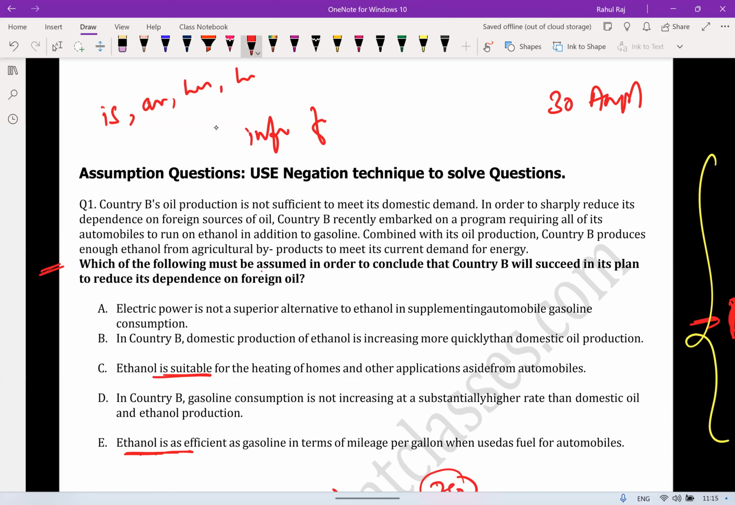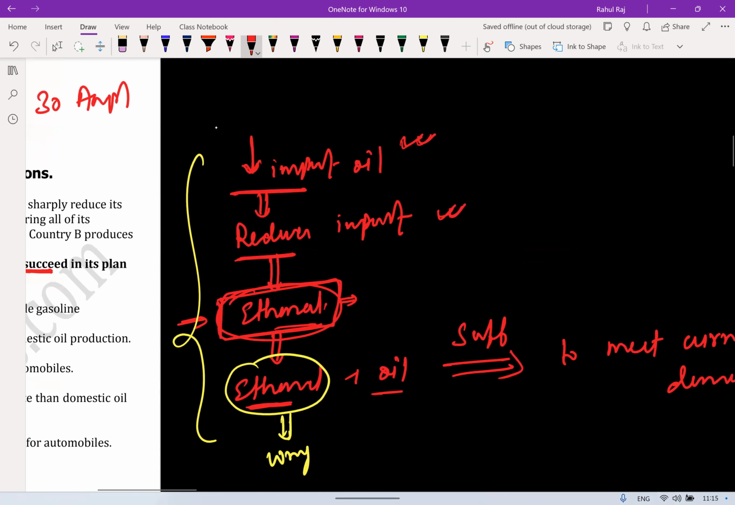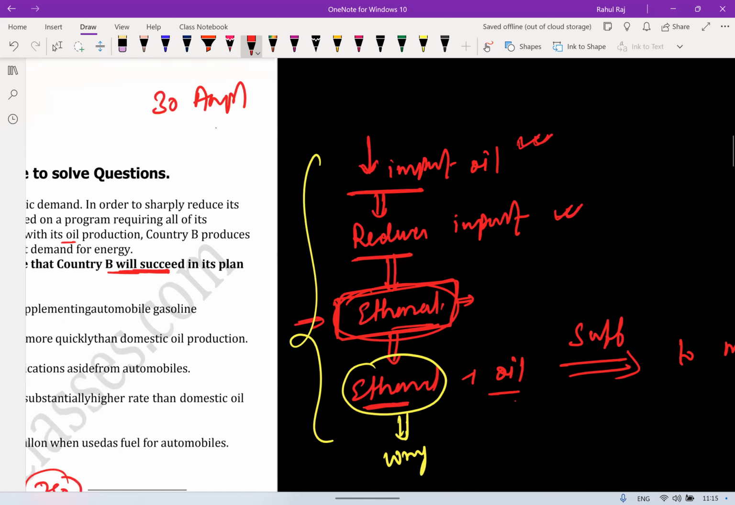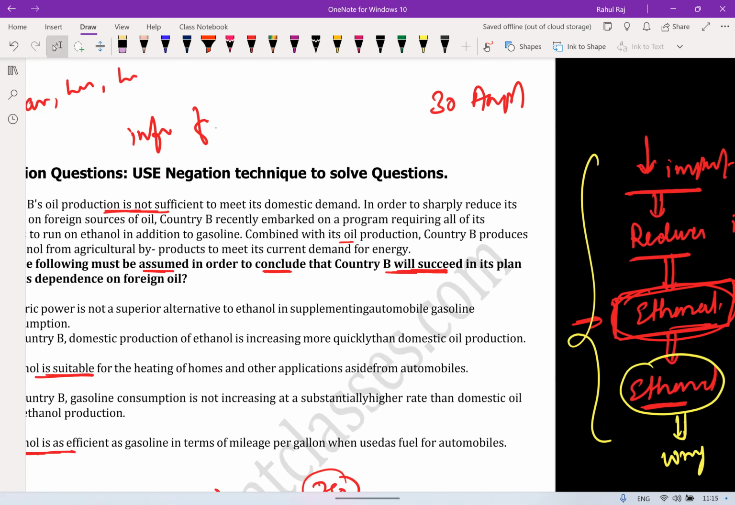Which of the following must be assumed in order to conclude that country B will succeed in its plan? What was the plan of country B? Do you think the plan was that it is not sufficient to meet the current demand? No, the plan was to blend ethanol more, to reduce the dependence, to reduce the import. The plan was that oil plus ethanol is sufficient to meet the current demand. So this is one question where the conclusion is given to you in the question only.